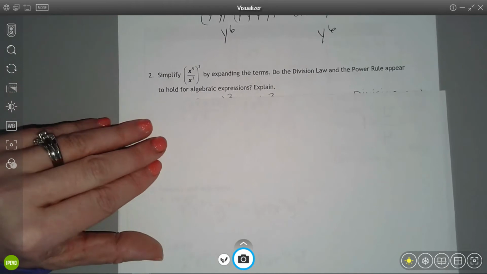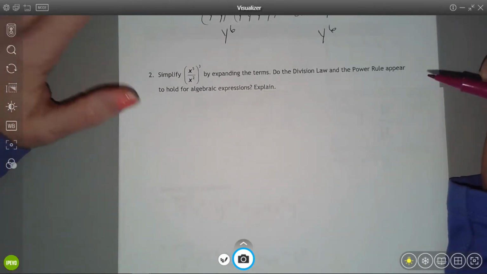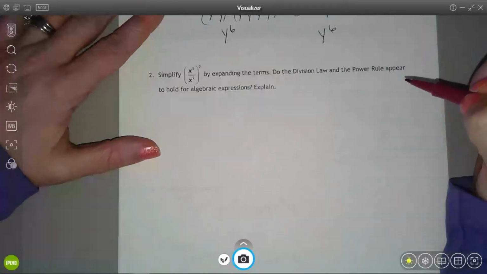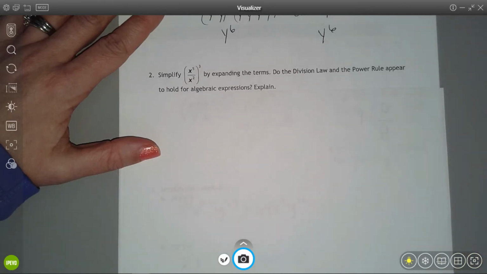Okay, so now this time we're going to simplify this by expanding the terms. Do the division law and the power law, and do they appear to hold for algebraic expressions?